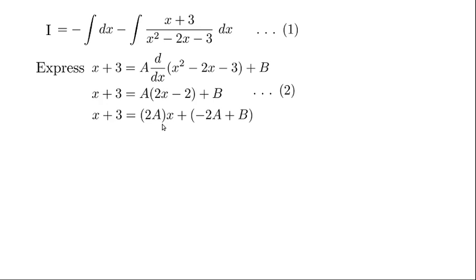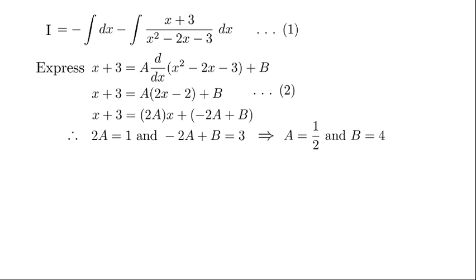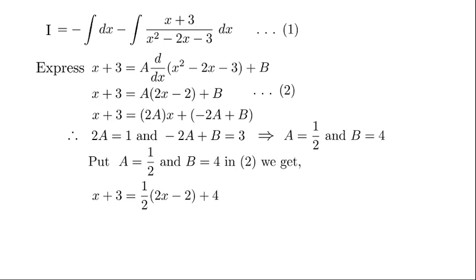Now compare the coefficients of like terms. We get 2a equal to 1, which is the coefficient of x, and minus 2a plus b equal to 3, the constant part. So that gives a equal to half and b equal to 4. Put a equal to half and b equal to 4 in equation 2. So that gives x plus 3 equal to 1 by 2 times (2x minus 2) plus 4.